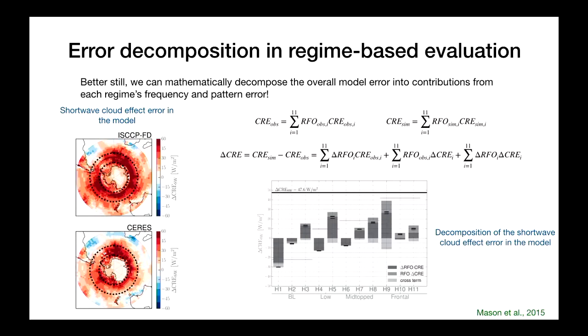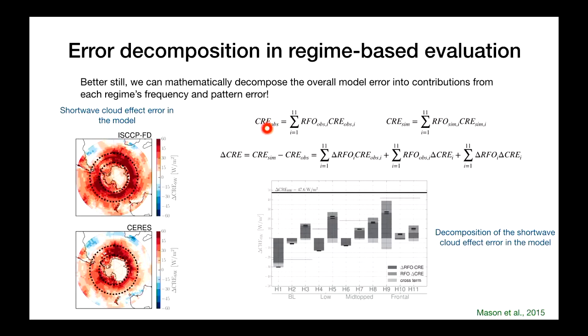That's the message here. If you have regimes, what you can do is write your cloud radiative effect, in this case from the observations, as a sum of the frequency of occurrence of a regime and its average cloud radiative effect. Does that make sense? That I can do that? I can just split up my mean cloud radiative effect into contributions, in our case from the 11 regimes. Each regime contributes its own cloud radiative effect, times its frequency of occurrence. So if it's rare, it may have a big effect, but on average it doesn't contribute much, and so on and so forth.